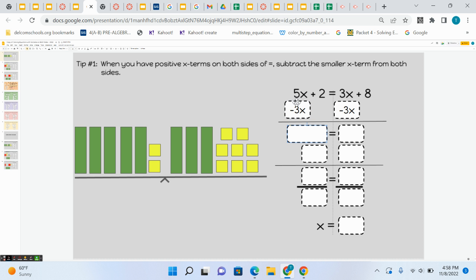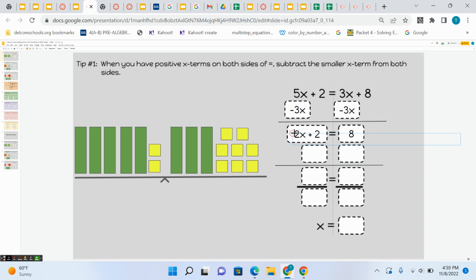When I subtract 3x from both sides, on the left, see how I have 5x minus 3x? That's 2x. And I still have plus 2. On the right side, 3x minus 3x goes away. I'm left with 8. So I have 2x plus 2 is equal to 8.